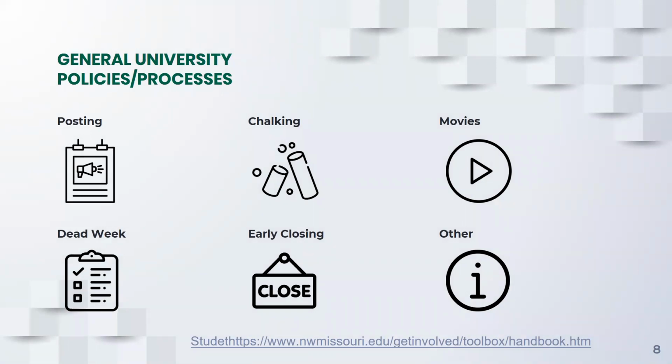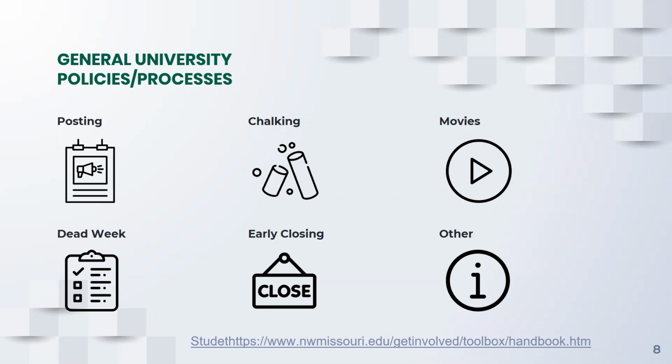You can do this currently through Bearcat Link. You can submit a poster or a flyer or through email to osi@nwmissouri.edu, and we will give you the stamp and approval, and then you are free to post it on the appropriate boards. Chalking is very similar to our posting policy.